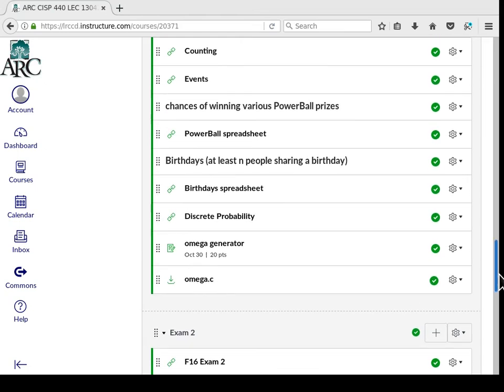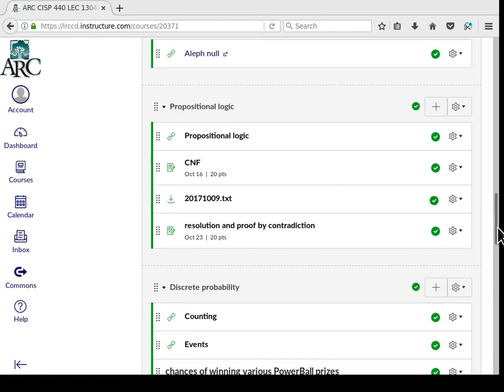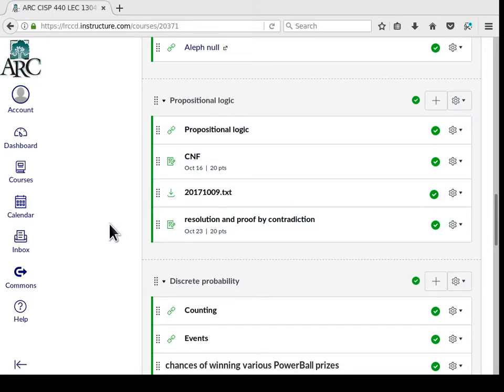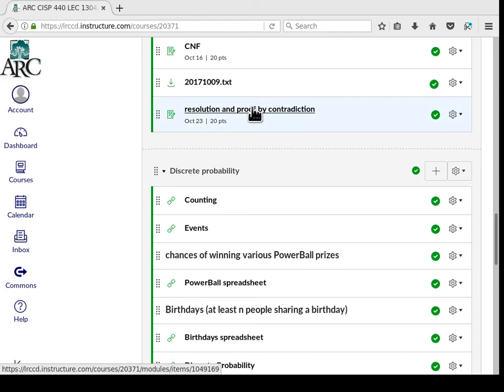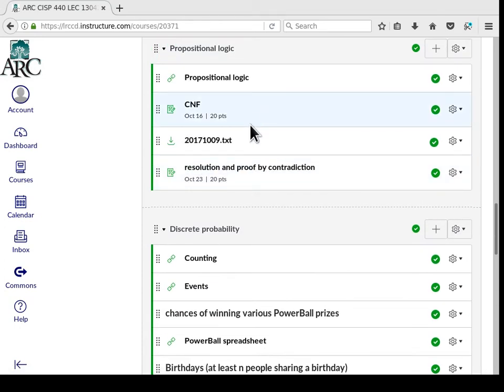Proof by contradiction was introduced when we talked about propositional logic, and particularly when we talked about how to use proof by contradiction in conjunction with resolution in propositional logic. The other one is proof by induction. Proof by induction was introduced when we talked about the binomial theorem, and I believe that is in discrete probability. So these two are the topics where those two proof techniques were first introduced.